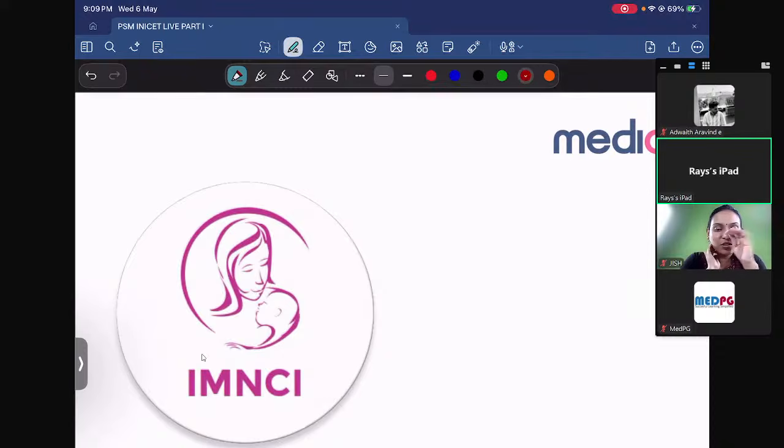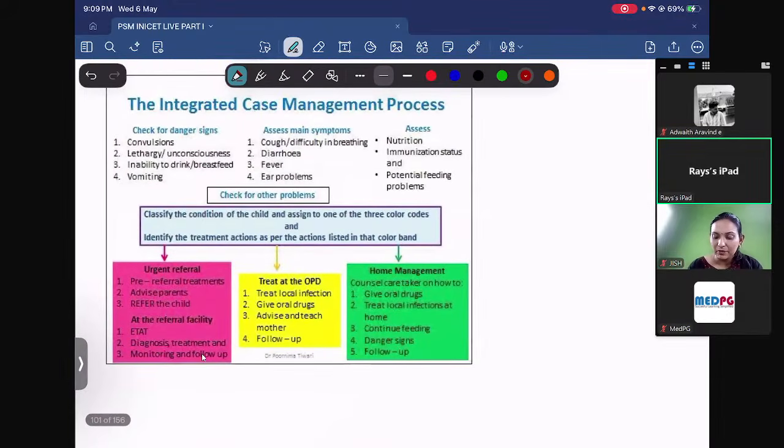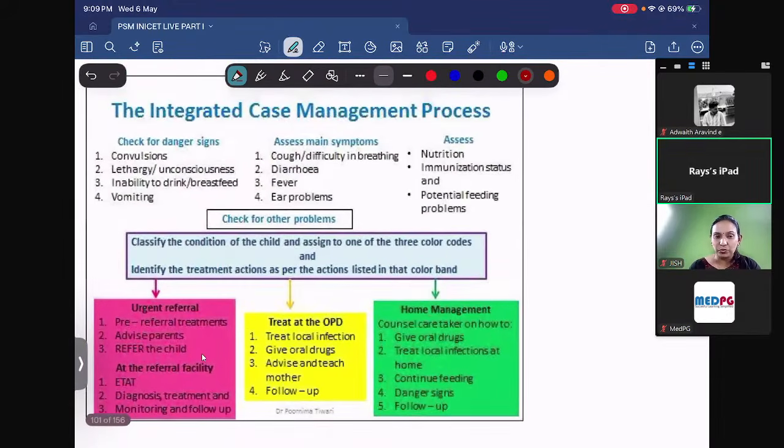So WHO was concentrating on the child in integrated management of childhood illnesses, but when it came to India, since we have a big amount of neonatal mortality also, we have included the N part, which made it integrated management of neonatal and childhood illness. Basically, it is a kind of guideline which tells what to do when a patient comes to you. It has color coding also. So first thing is check for danger signs, then you have to assess the main symptoms and also assess the nutrition, immunization, feeding problems, everything.